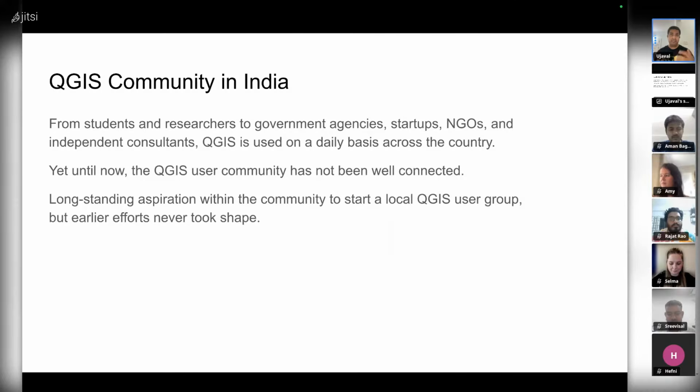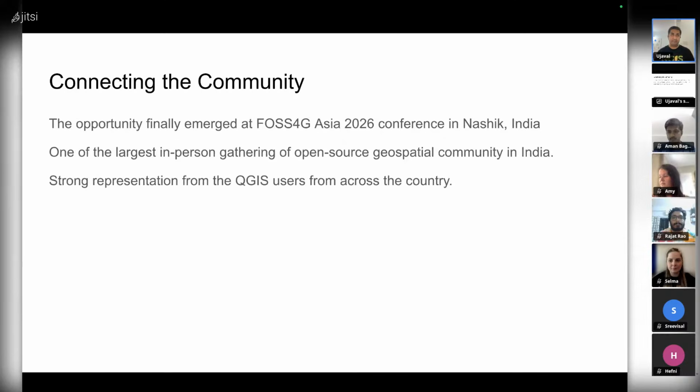But all of the work they've been doing is kind of in isolation. The community in India is also not connected with each other and also not very well with the global QGIS community. And this is something that we really wanted to address for a long time. A lot of us had this ambition of starting a user group, connecting this community, but it didn't really work out. We really wanted it to be a pan-India effort. It didn't really feel right to start it in a city or maybe in a university. So till now we didn't have a user group.